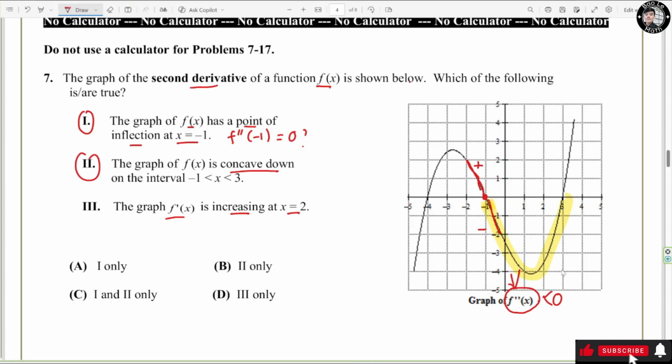Now, number 3, the graph of f prime of s is increasing at s equals 2. At s equals 2, we have f double prime of 2 is less than 0, right here. So it tells us that the function f prime of s is decreasing at s equals 2. So this one is wrong. So only 1 and 2 are correct. It's going to be C.